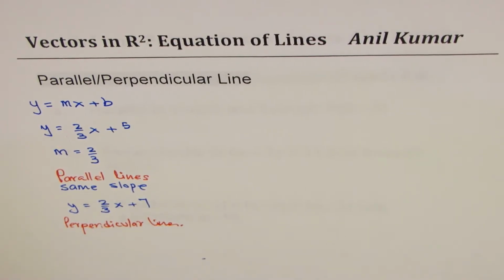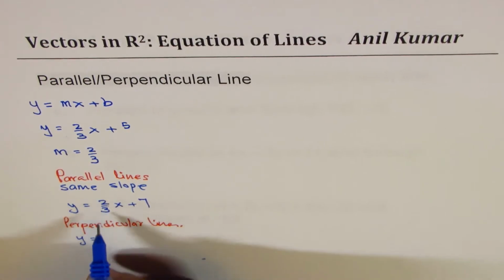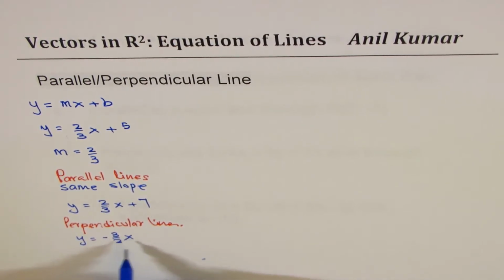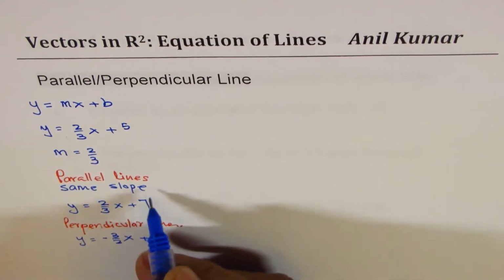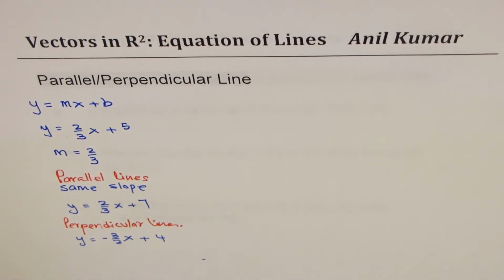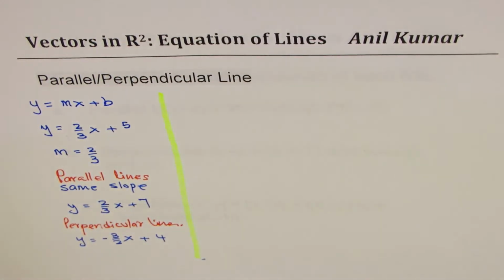what should be the slope? For a perpendicular line, we actually take the negative reciprocal. Negative and reciprocal means flip this. It becomes 3/2 x and any other point, maybe 7 also. We could take any point. Let's take 4. So that becomes perpendicular, right? So that is how we had been doing parallel and perpendicular lines.